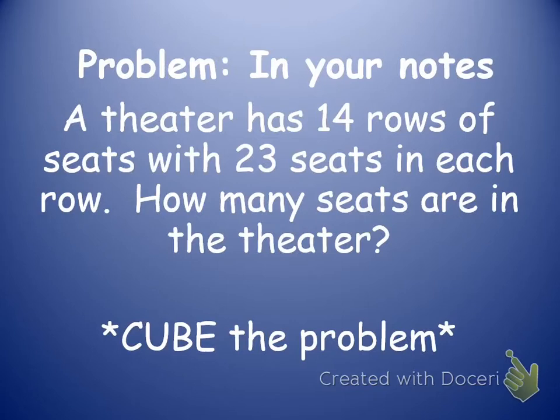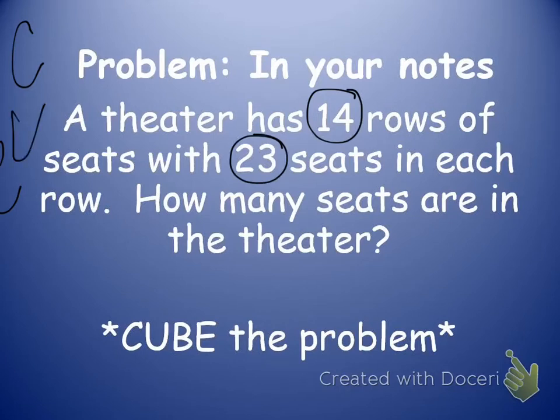We will begin CUBEing this. Remember that the C in CUBE stands for circling the numbers. So I'm going to read the problem again. A theater has 14 rows of seats with 23 seats in each row. How many seats are in the theater? I have 14 and 23.